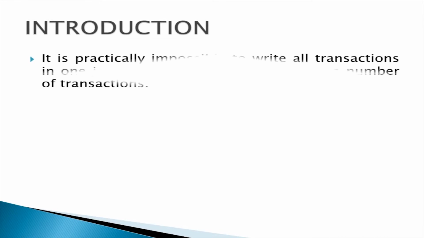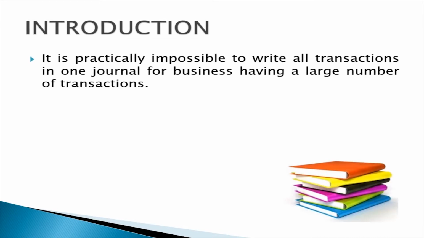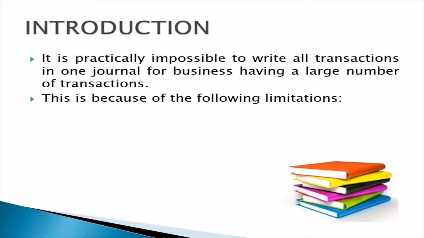It is practically impossible to write all transactions in one journal for business having a large number of transactions. But it is possible to maintain separate books for those transactions which repeat many times a day, like sales, purchase, sales return, cash received, cash paid, etc. All these transactions are recorded in separate books called subsidiary books. These books are maintained because of some limitations of journal.